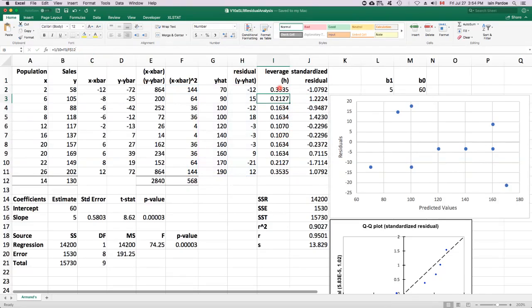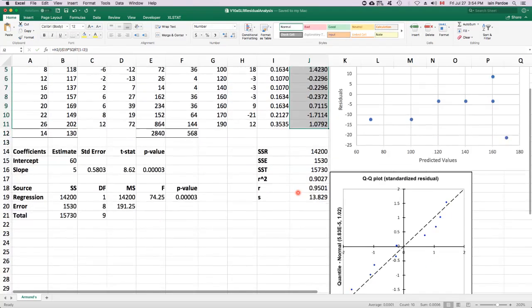So we can calculate leverages for all the observations, and then the standardized residual is based on the ordinary residual, the leverage, and the standard error of the estimate. So we can calculate standardized residuals for all the observations. And then we can think that if the normality assumption holds, then these standardized residuals should look like they come from a standard normal distribution with mean 0 and standard deviation 1.